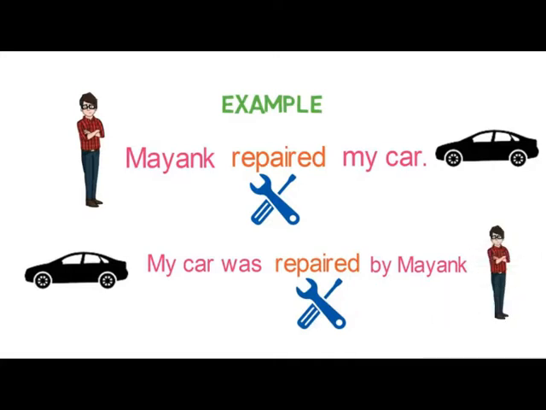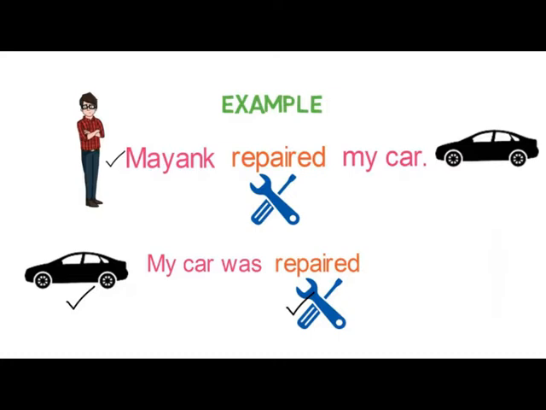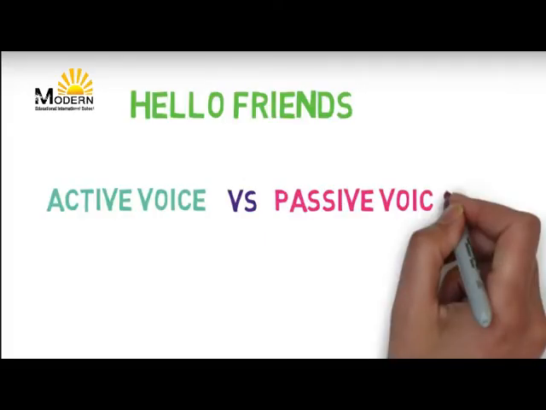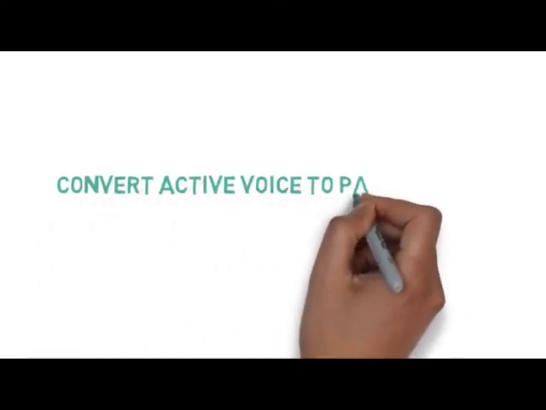And in the middle, in the place of the verb, we will use verb to be in the past tense, was, then we will add repaired. You will ask me, teacher, how we will do that. This is our lesson today. How can we convert action or active voice to passive voice? This is our problem today. How to convert active voice to passive voice.